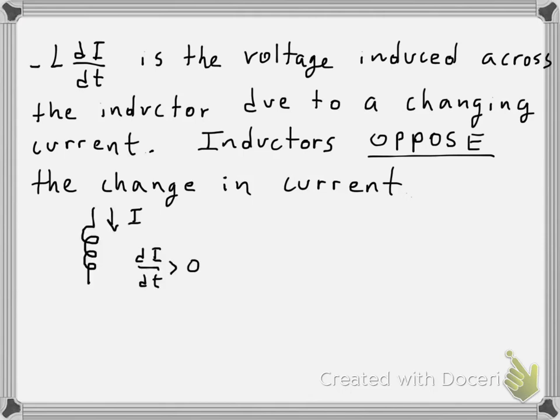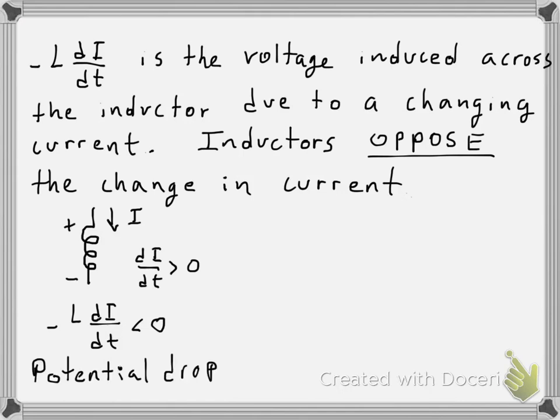For example, assume that we have a current flowing into the inductor this way, as you can see in the picture, and that the current is increasing. The dI/dt is positive. The fact that the voltage across the inductor is minus L dI/dt tells us that this voltage is going to be negative. What that means is that the upper side of the inductor in this picture is going to be higher in potential than the lower side, because we measure differences in potential in the direction of the current. A negative change in potential means the potential is dropping in that direction. As we move through the inductor in the direction of the current, we must be going downhill in potential.